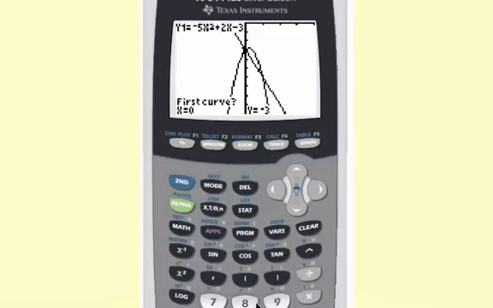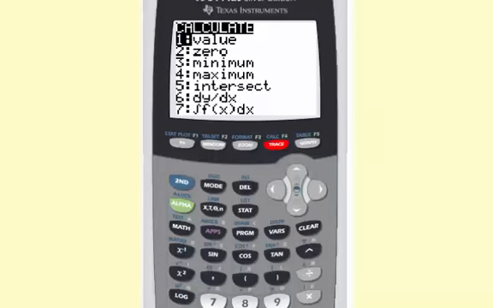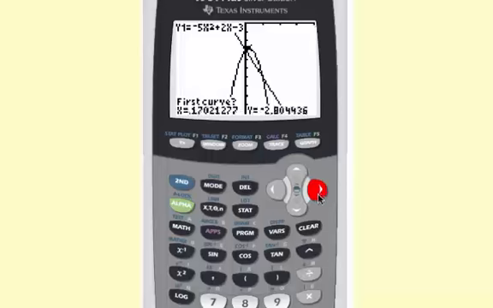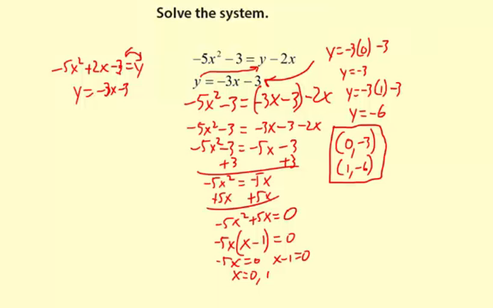So second calc and then 5. There are only 2 curves here, so I'll just hit enter a couple times. And it has 0, -3. And then we'll do another intersection. This time head over to where the other intersection is by hitting the right arrow. Hit enter a few times, and we have 1, -6. So that verifies our solutions we found using algebra, which is good. It means we did it right.